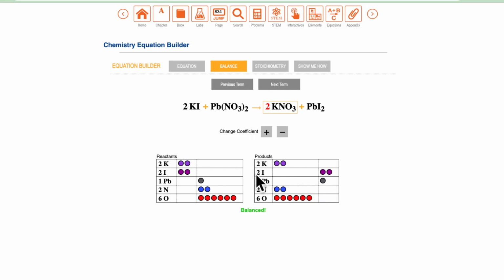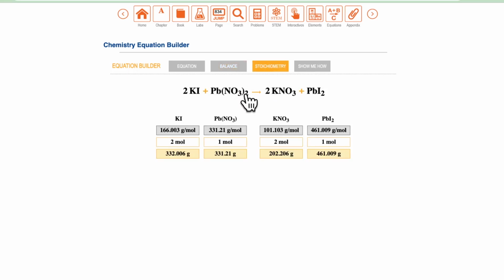And once you've got a balanced equation, suddenly you have access to the stoichiometry and Show Me How buttons, which were grayed out before because you must have a balanced equation before you can do stoichiometry. Next, let's do stoichiometry. So once you've determined the balanced equation, it will apply the mole proportion 2, 1, 2, 1, or whatever the order is in your equation down below in the same order of your equation.